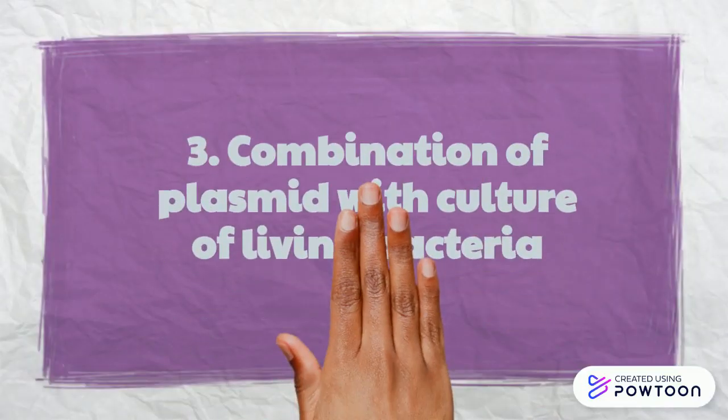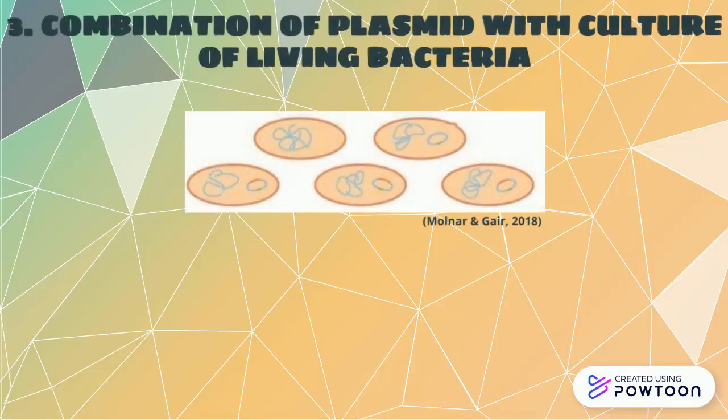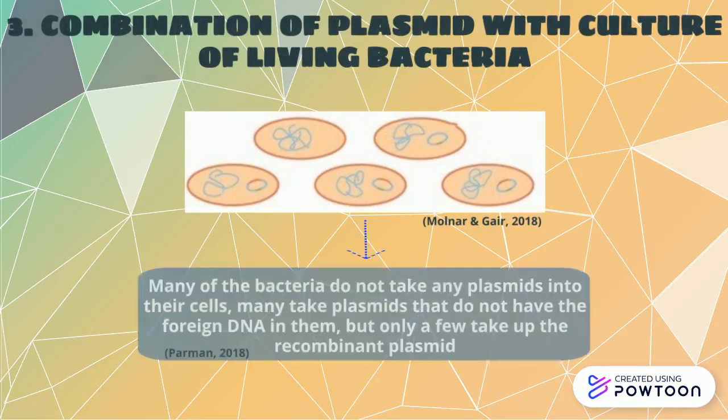The third step is combination of plasmid with culture of living bacteria. The diagram shown is when plasmids are combined with culture of living bacteria. Many of the bacteria do not take up plasmids into their cells, but many take plasmids that do not have the foreign DNA in them, but only a few take up the recombinant plasmids.